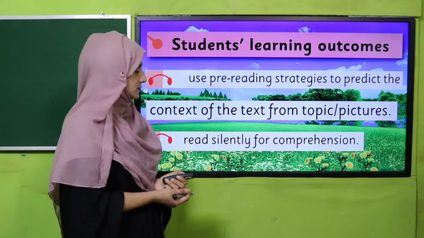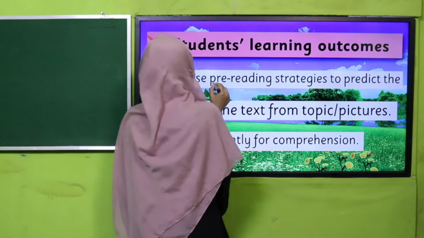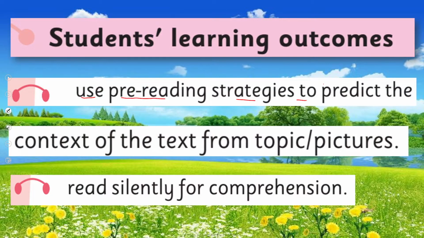Our today's students' learning outcomes are: use pre-reading strategies to predict the context of the text from topic pictures. Read silently for comprehension. So these are the SLOs for our today's lecture.